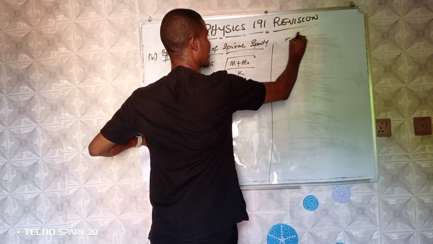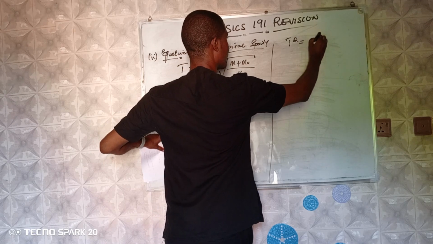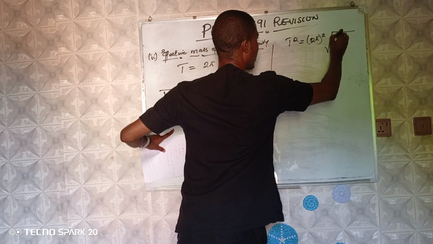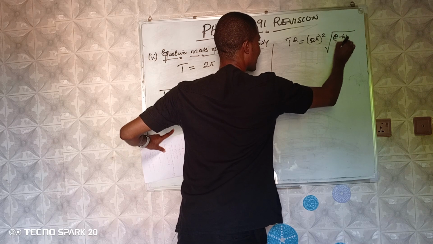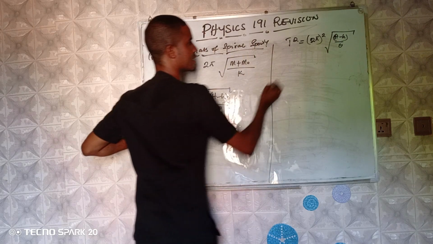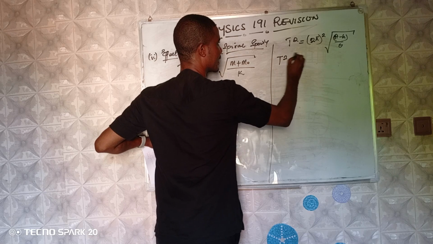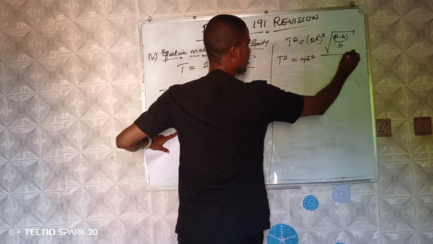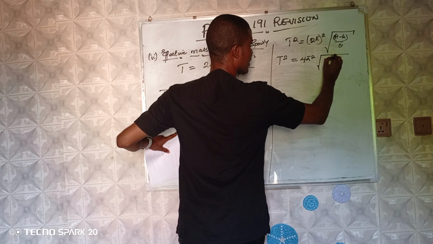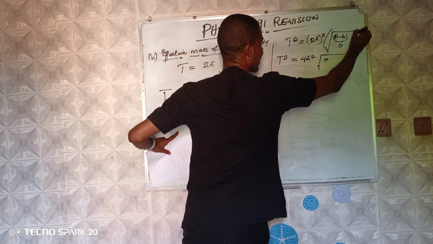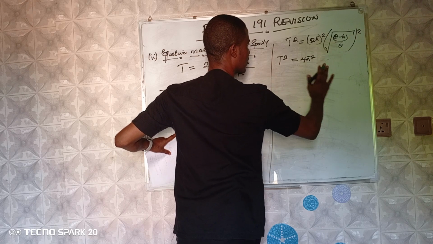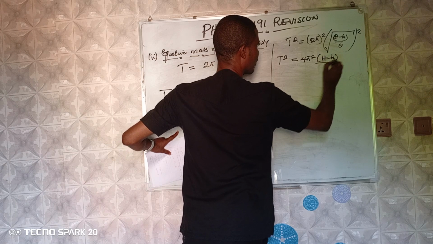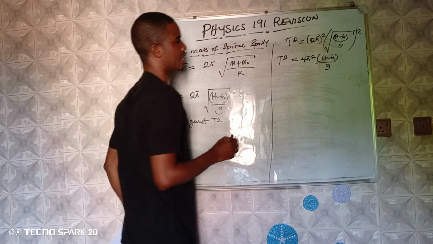So we have T squared equals 2 pi all squared root of h minus h over g. At this point, we have T squared equals 4 pi squared, root of h, okay, all squared here, so that this root will not follow us again. We have h minus h over g. Is that clear?